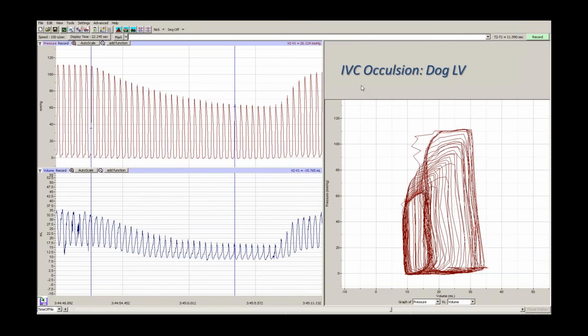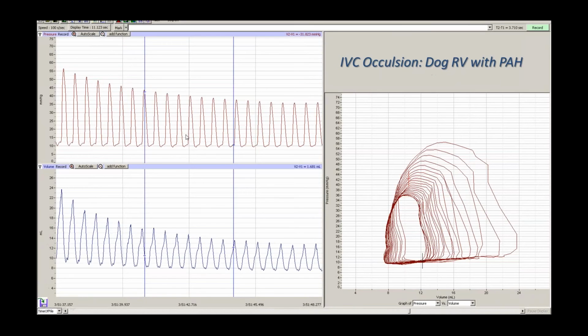Here's an IVC occlusion in a dog LV, looking very similar. And again, we have a couple of messy loops at the end, but those can be edited out on most analysis softwares to get decent loops. And here we're looking at LV pressures of 110, and again, diastolic pressures of 3 or 4.